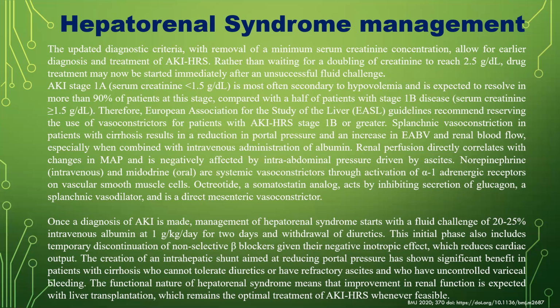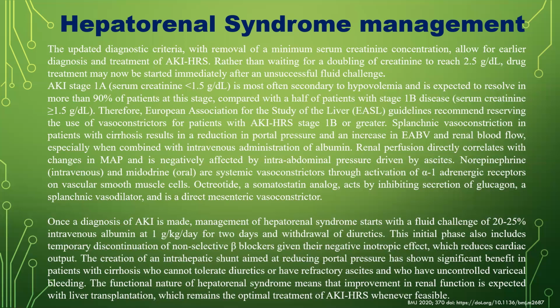vasoconstrictor. Once the diagnosis of type 1 hepatorenal syndrome is established, management starts with a fluid challenge of up to 25% intravenous albumin at 1 gram per kilogram a day for 2 days and withdrawal of diuretics. This initial phase also includes temporary discontinuation of non-selective beta blockers given their negative inotropic effect, which reduces cardiac output.